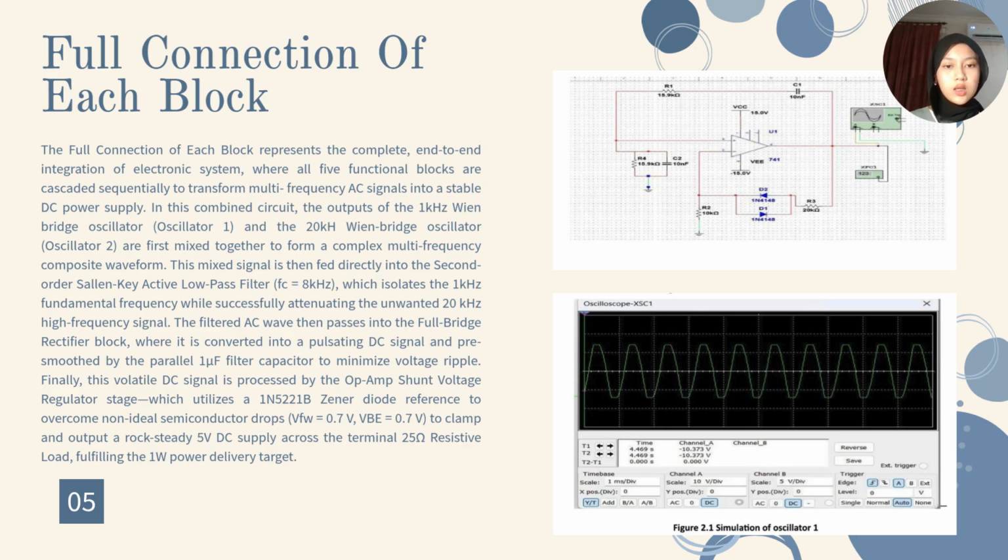So now let's look at the full connection of each block as shown in the image. This slide represents the complete end-to-end integration of our electronic system, cascading all 5 functional blocks to transform multi-frequency AC signal into a stable DC supply.